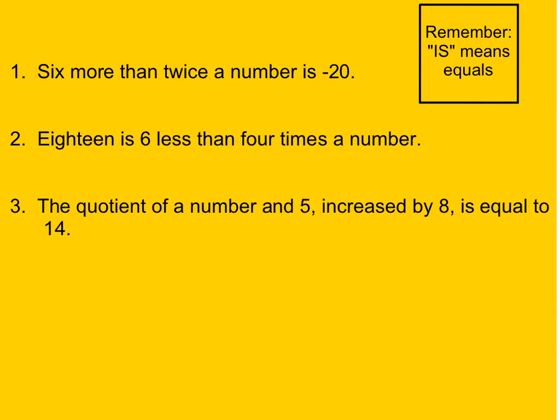So if I start with that and I find my is, I know that means equals. I have a negative 20 here. And then the first part says 6 more than twice a number. Remember, twice a number means the same thing as 2 times a number. So that would be 2x. And then we want 6 more than that, so plus 6.